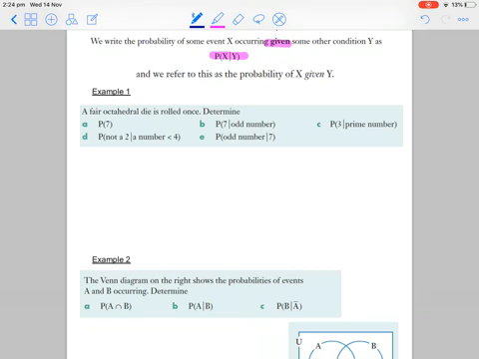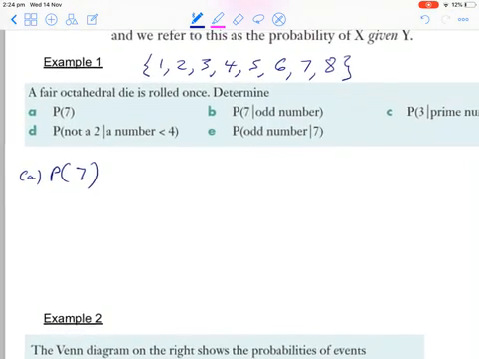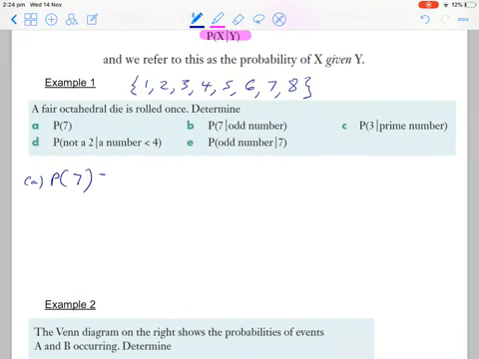So here we've got this example of an octahedral die. We can think about the sample space for this as just all the numbers between 1 and 8. And we want to find, first of all, the probability of getting a 7. Very easy, there's obviously 8 options and there's 1 chance there.